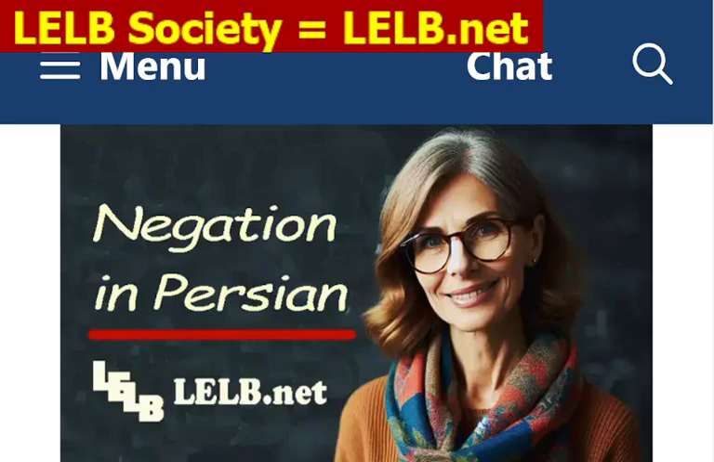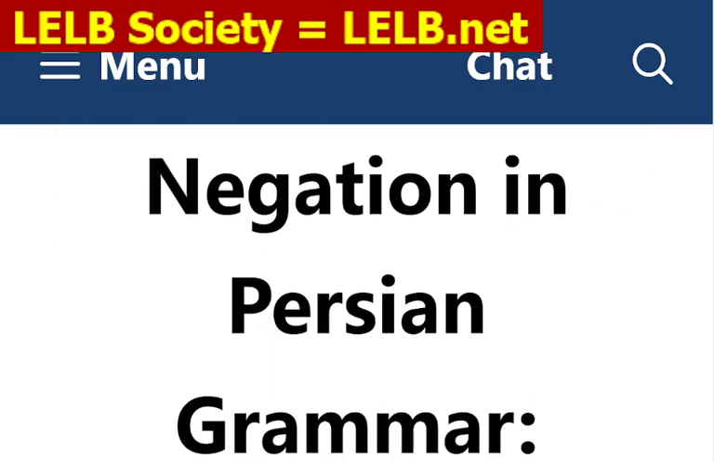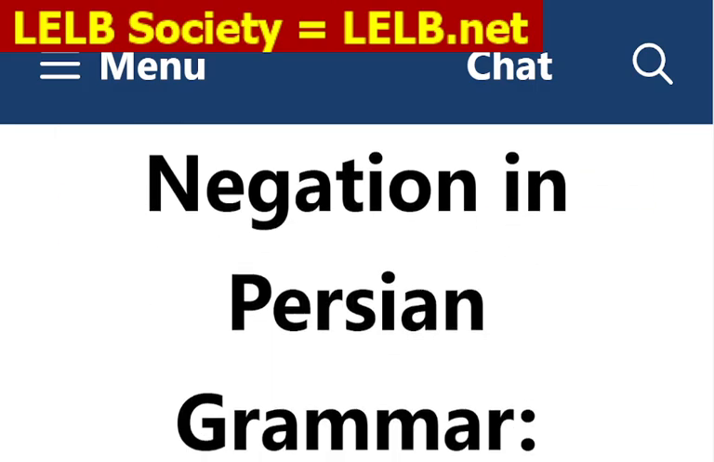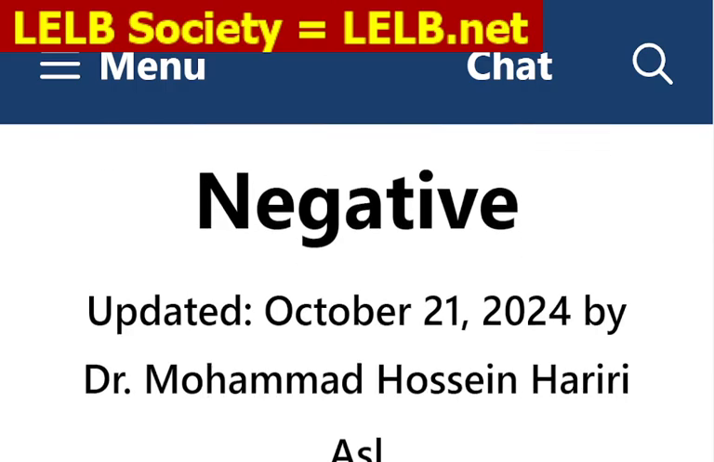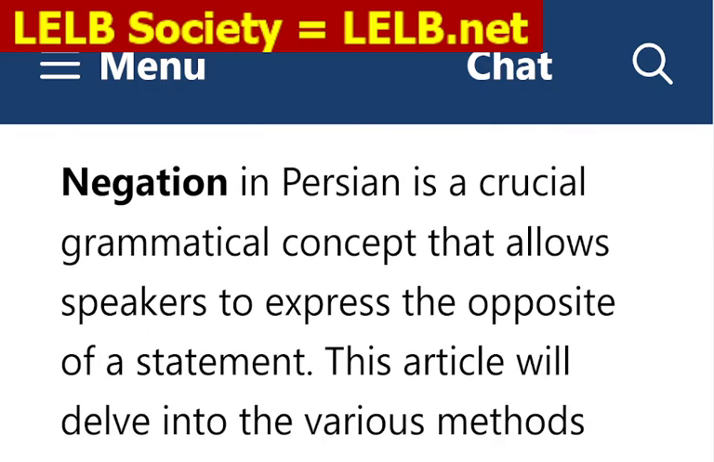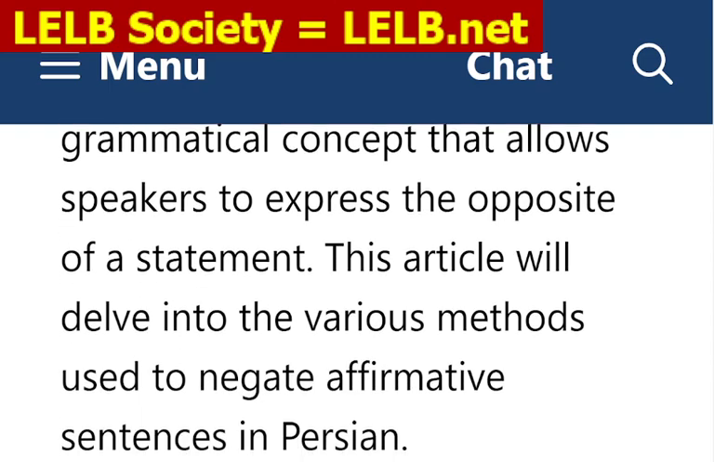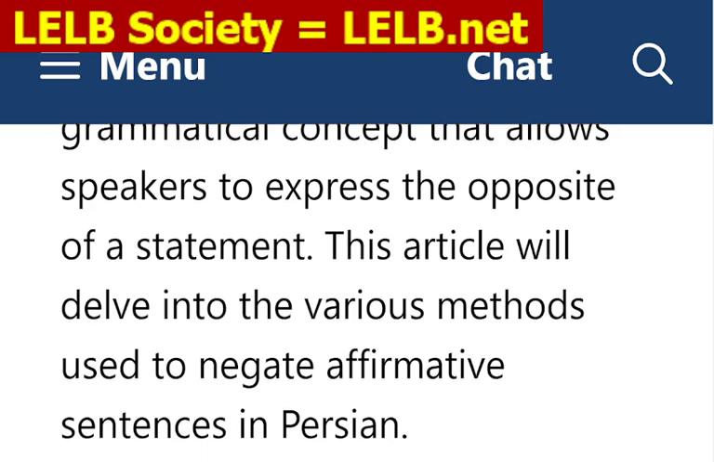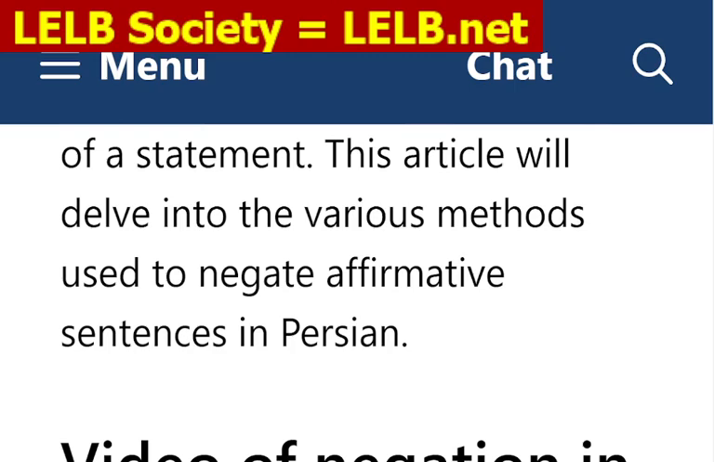I'm Dr. Hariri and this time I'm going to teach you a Persian lesson on negation. This falls into the category of Persian grammar lessons. The title is Negation in Persian Grammar, Affirmative to Negative. Negation in Persian is a crucial grammatical concept that allows speakers to express the opposite of a statement. This article will delve into the various methods used to negate affirmative sentences in Persian.